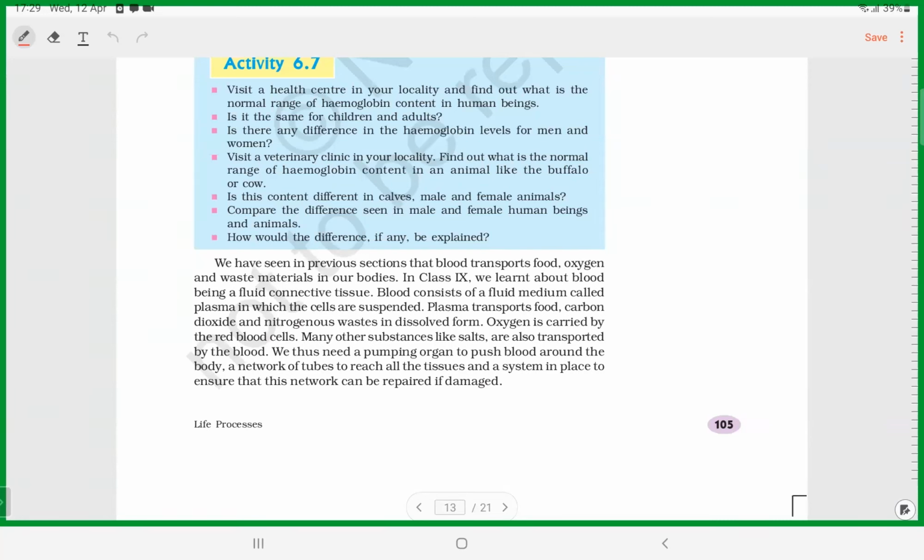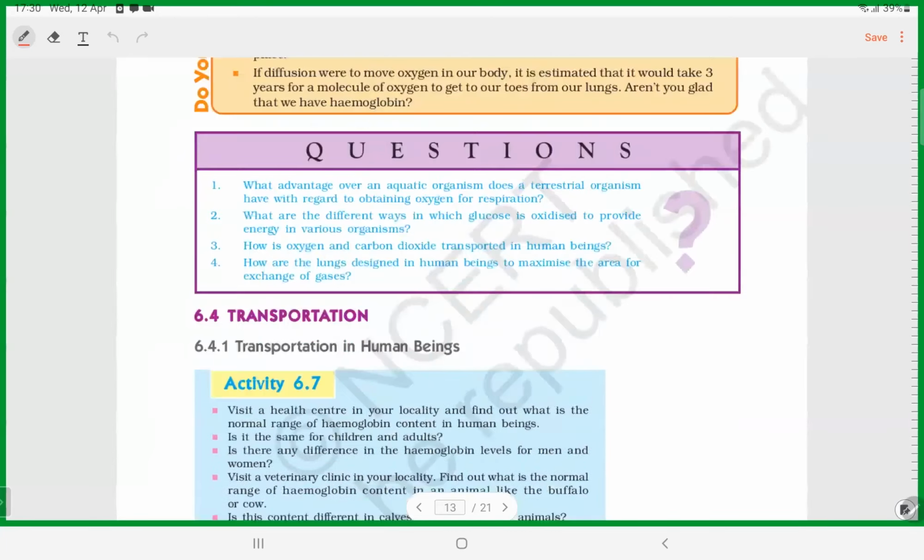Okay, portion in your science. We have started the class a few weeks earlier. We just completed two of the processes, nutrition and respiration. Okay, I'll just give you a glance.